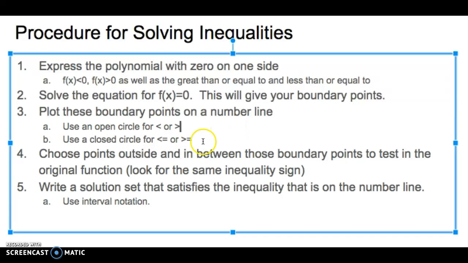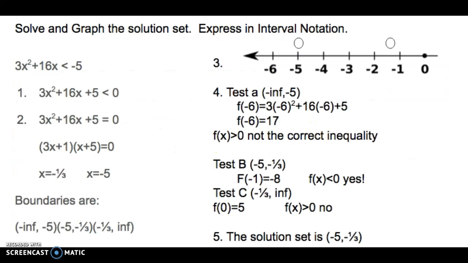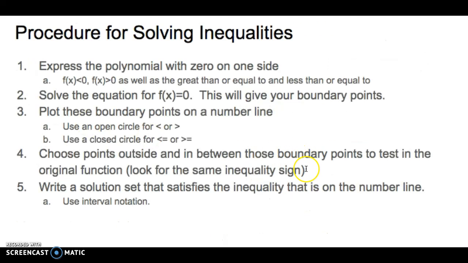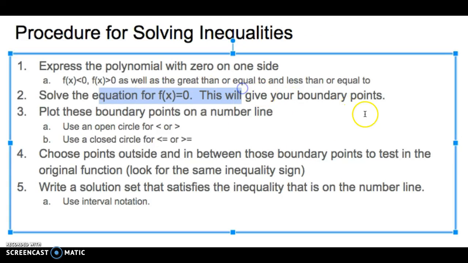So again, the closed circle just looks like a normal point on the graph, and the open circle is just a point that's not filled in. So from there, you're going to choose points outside and in between those boundary points. This is kind of like how we were testing the asymptotes the other day. You're going to go to the left of the asymptote and choose a point, and go to the right of the asymptote and choose a point. Same idea, you're just going to be using the points that we find from step 2.